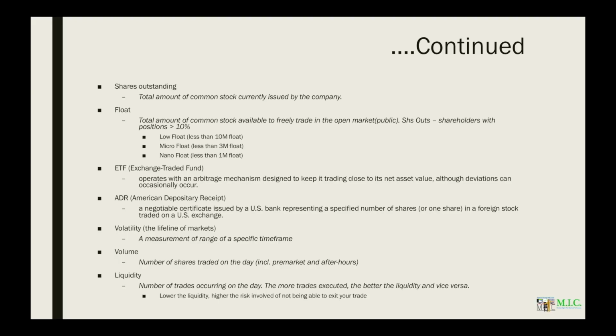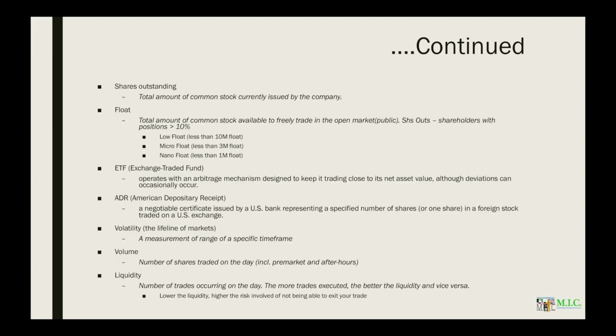ETFs, or exchange traded funds, are trading vehicles that operate within an arbitrage mechanism designed to keep them trading close to their net asset value, although deviations can occasionally occur. ADRs are American Depositary Receipts, a negotiable certificate issued by a U.S. bank representing a specified number of shares, or one share, in a foreign stock traded on a U.S. exchange. These will tend to trade differently in terms of price movement compared to just a standard stock.